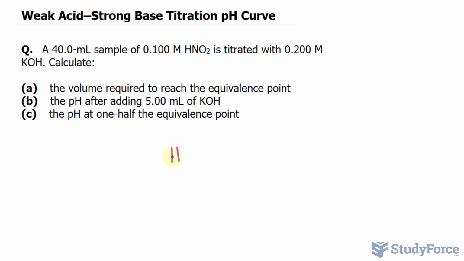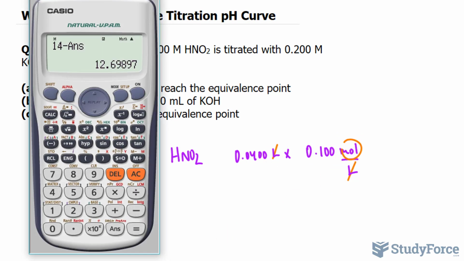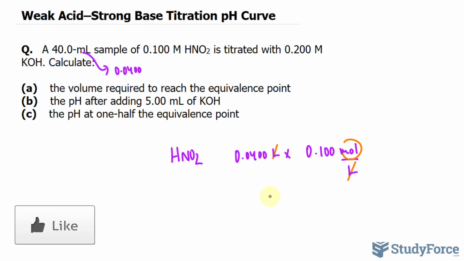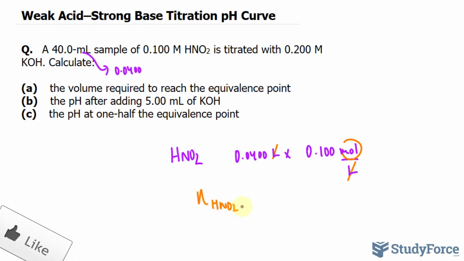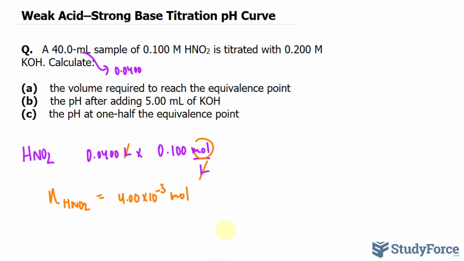The weak acid being HNO2. Finding its moles is not hard. We'll convert this number into liters. We have 0.0400 liters. Multiply by its molarity, 0.100 moles per liter. This cancels out with that. We're left with moles. So 0.0400 times 0.100, and that gives us the following. So that's the amount of moles of this acid.